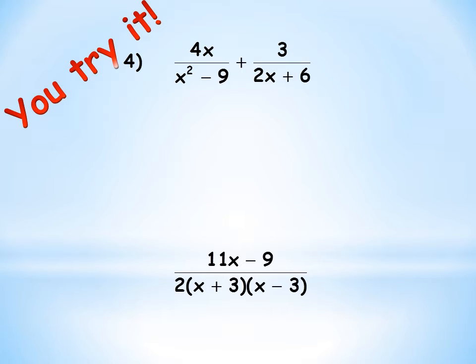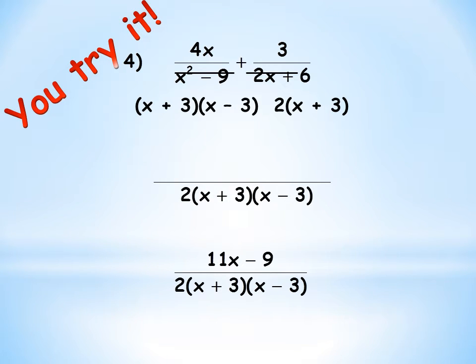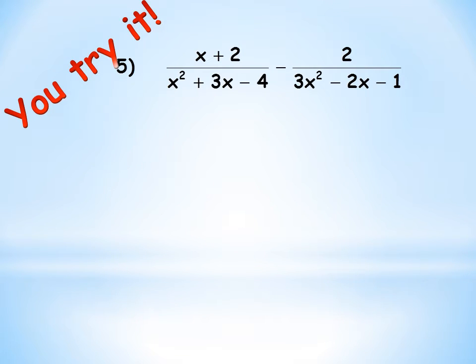All right, did you get this as your answer? You're going to factor this one. You're going to factor out a 2 from the second one. You're going to have your common denominator be 2 times x plus 3, x minus 3. Multiply the first fraction by 2. Multiply the second fraction by x minus 3, and simplify. All right, go ahead and try this one.